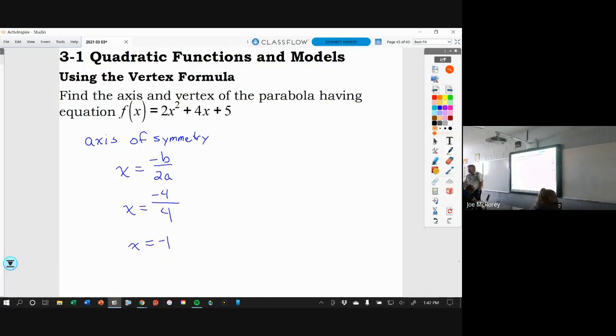The axis of symmetry is not negative 1. No, the axis of symmetry is x equals negative 1. Okay, that's it.